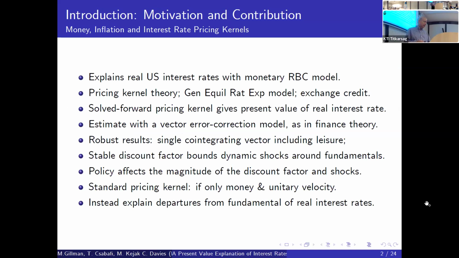I guess the subtitle is Money, Inflation, and Interest Rate Pricing Kernels. So it's going to explain the real US interest rates, the 3-month Treasury bill rate, the short-term rate, with a monetary real business cycle (RBC) model. An RBC model has just productivity shocks in the goods sector, and that explains a lot of the features of the business cycle. So this extends it to a monetary world. And it's going to focus on the equilibrium condition that gives you the interest rate. Of course, we call that the pricing kernel, just the fancy language for the equilibrium condition that gives you the interest rate. And it's coming from this general equilibrium model, which is a rational expectations model.